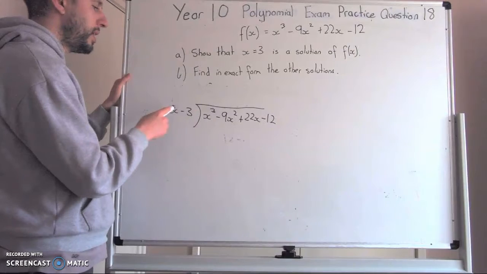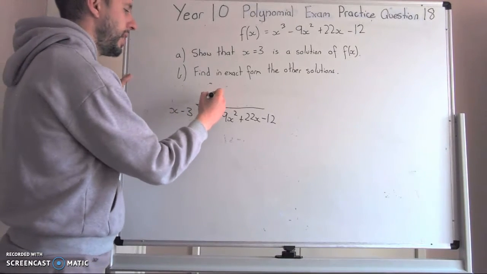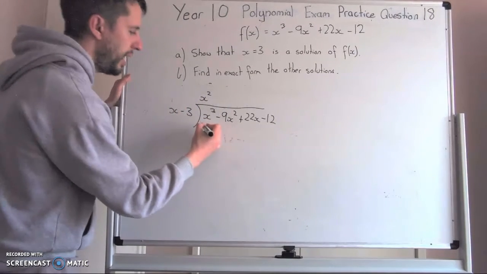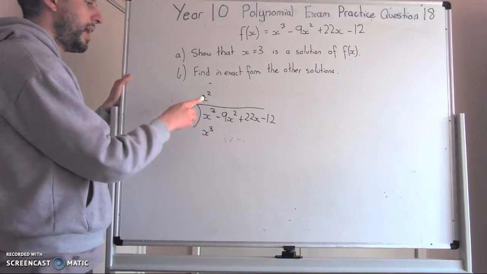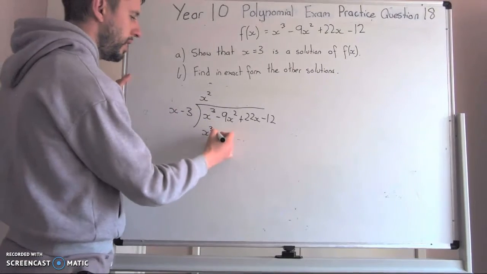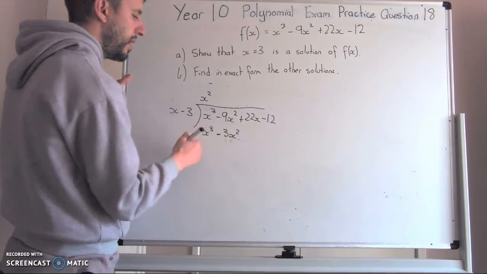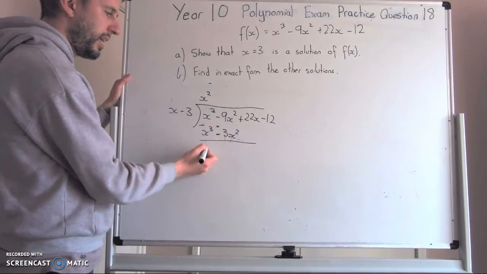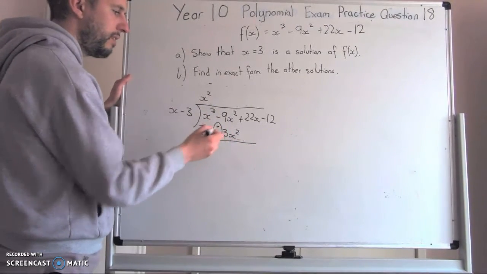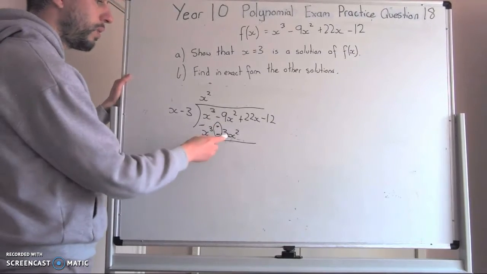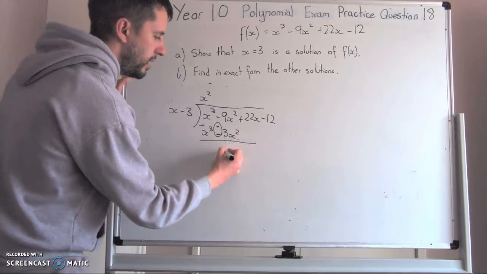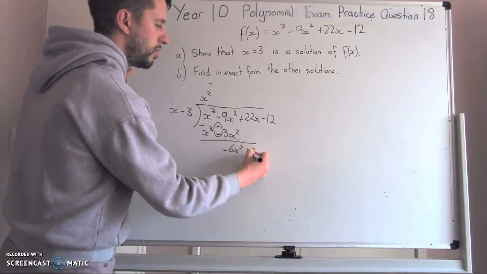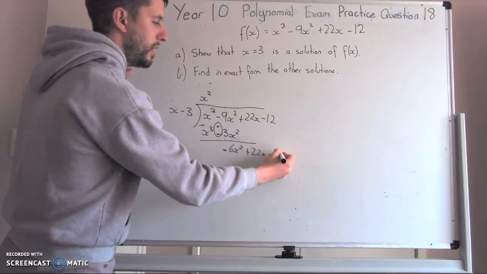X to the power of 3 divided by x is x to the power of 2. Now I'll work backwards. X squared times x is x to the power of 3, and x squared times negative 3 is negative 3x squared. That is what I've shared, so I take it away. That cancels out. I'm taking away a negative, it becomes a positive. Negative 9x squared plus 3x squared is negative 6x squared. Then I have plus 22x minus 12.